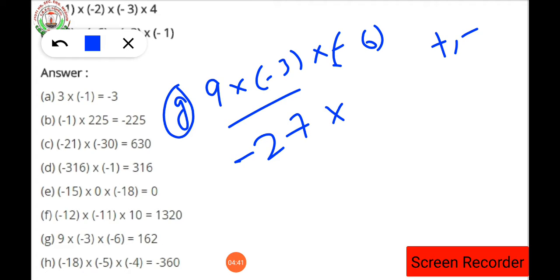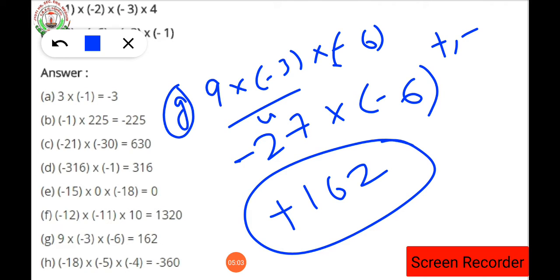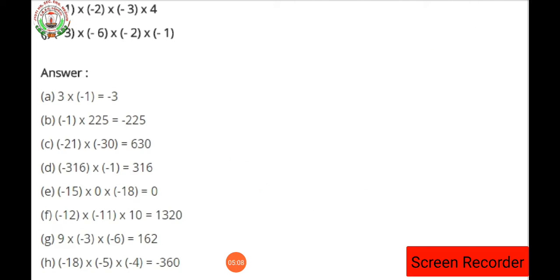Will be multiplied with minus 6. Clear? Now, when it is multiplied with minus 6, multiply 6 7s is 42. Now, 6 2s is 12 plus 4 is 16. And minus will become plus. So what is the answer we are getting? The answer will be plus 162. Understood? So in the same way, the H part is also there, that is minus 18 into minus 5 into minus 4.